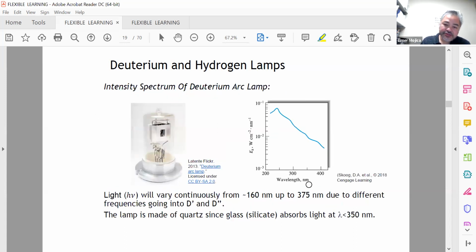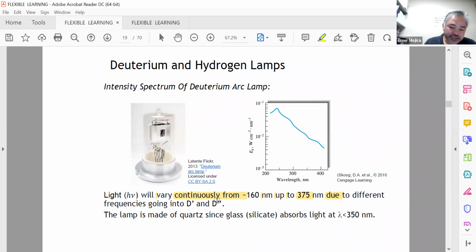But if you're going to look at the intensity of the light, or the power that you have there, it decreases as the wavelength becomes longer. So light will vary continuously from 160 to 375 nanometers due to the different frequencies going into D prime 2 and D double prime.